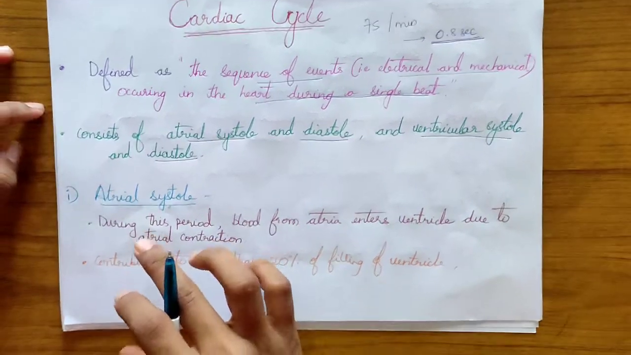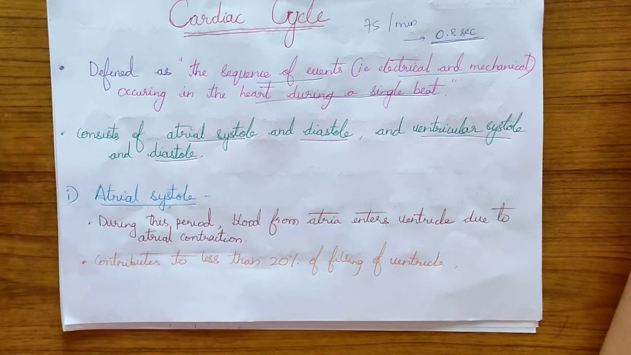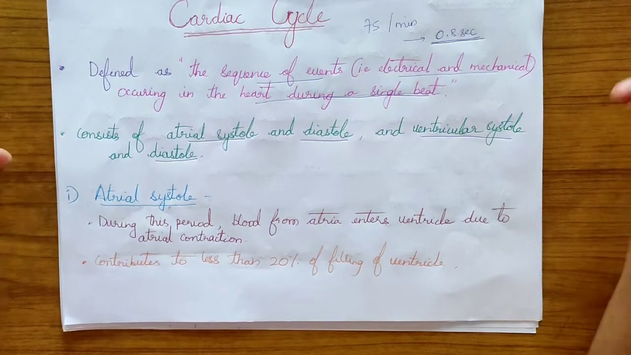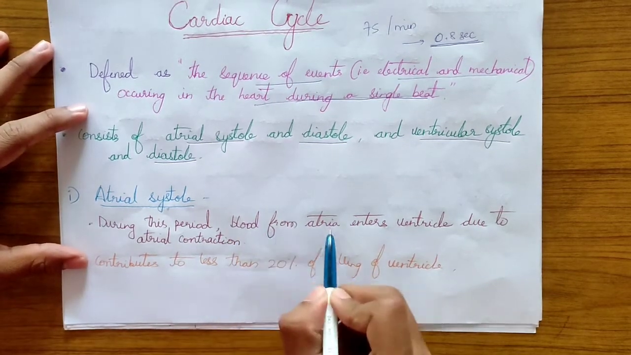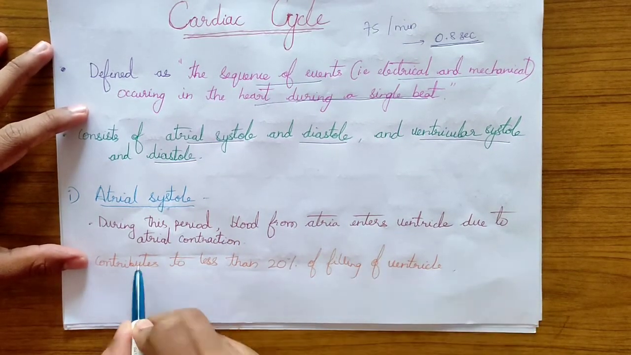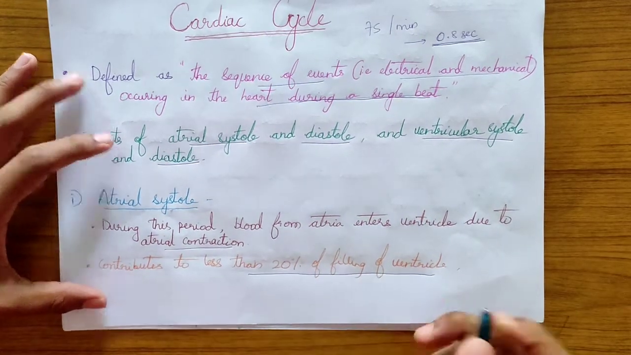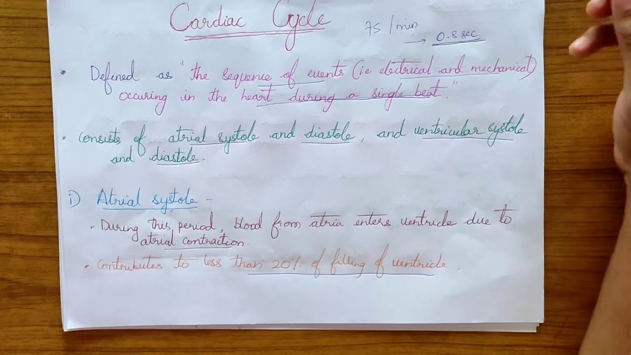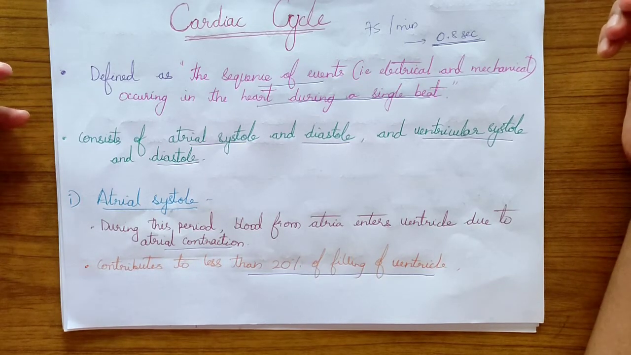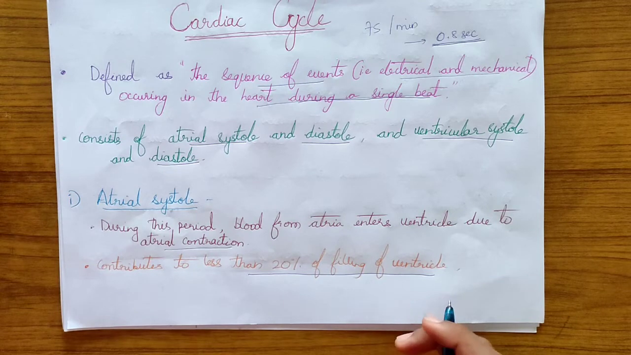So now let's talk about the atrial systole. We'll only be talking about the left side of the heart because it is more studied. So let's start. The first one is the atrial systole. During this period, the blood flows from the atria into the ventricle due to the atrial contraction. So it contributes to less than 20% of the filling of the ventricle. In this, the atria contract, due to which the blood from the atria enters the ventricle, but less than 20% of the filling of the ventricle happens due to this.